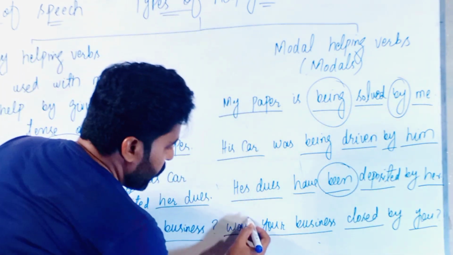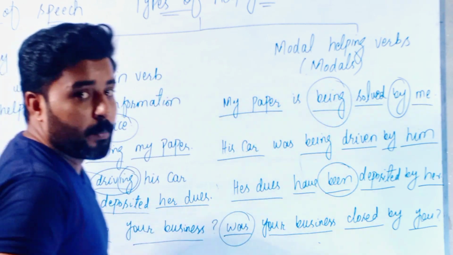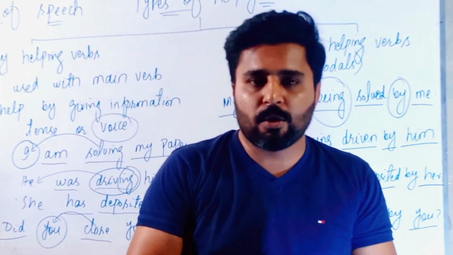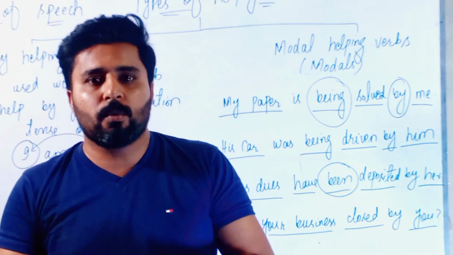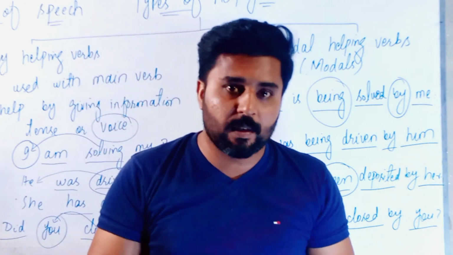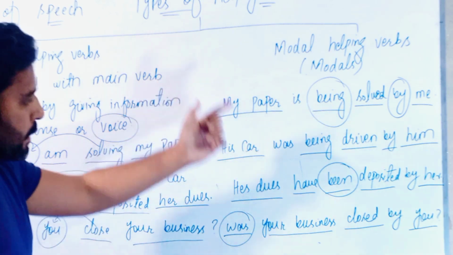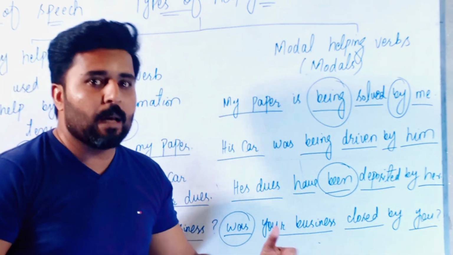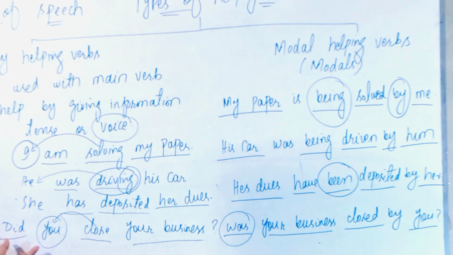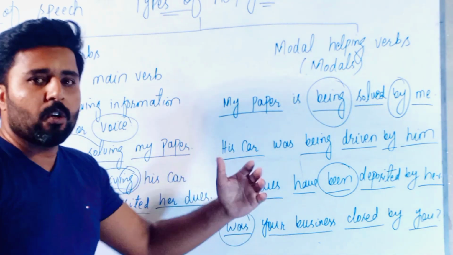So here we have used was in place of did. So there is no use of do, does or did in passive voice sentences. If there is do or does present in passive voice, we use is, am, are, and if there is did present, we will use was or were.